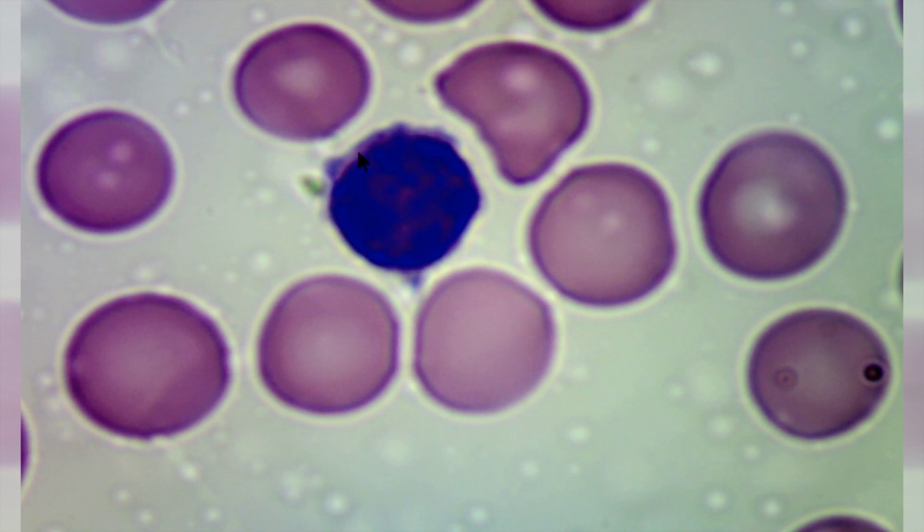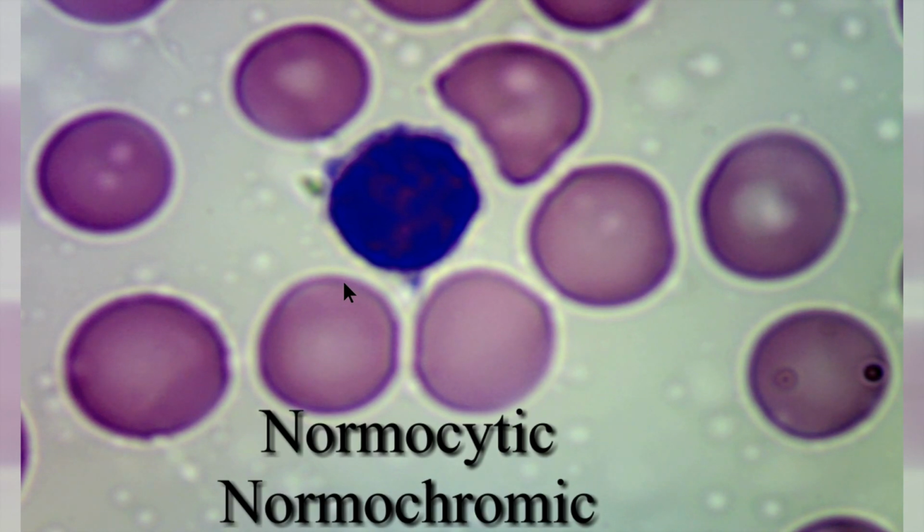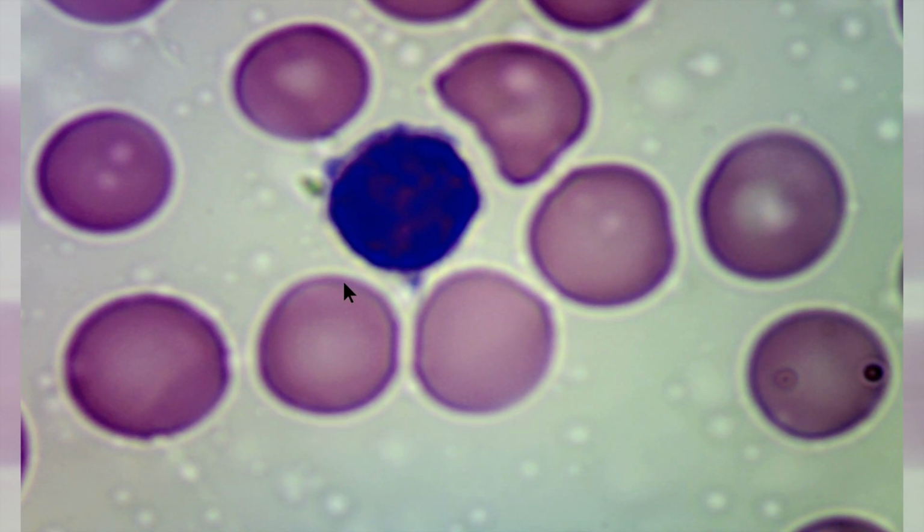There is a scant amount of cytoplasm, slightly basophilic in color. This is a resting lymphocyte, and in this case, you can see the size of the nucleus of this lymphocyte is pretty much the same size as the normal red blood cells. And therefore, what we have here is normocytic, normochromic red blood cells. And that is a resting lymphocyte.